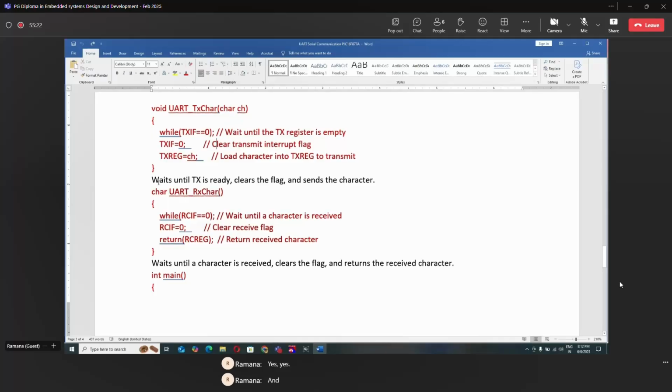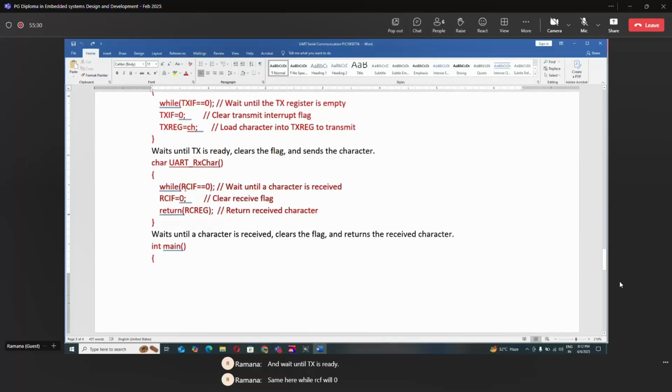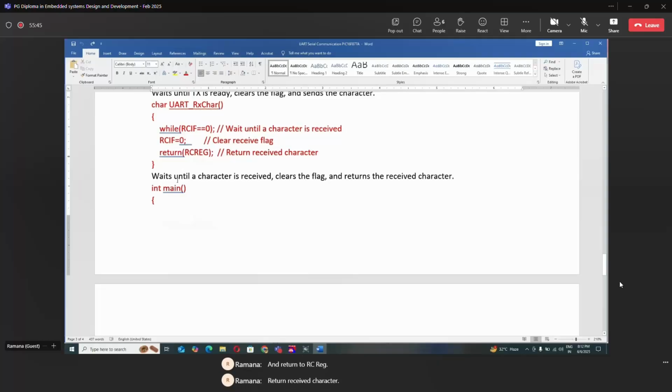Wait until TX is ready, clear the flag and send the character. Same here: while RCIF is 0, wait until a character is received. So RCIF is getting cleared, the receive flag at 0, and return RCREG, the received character. It waits until the character is received, clears the flag and returns the received character.